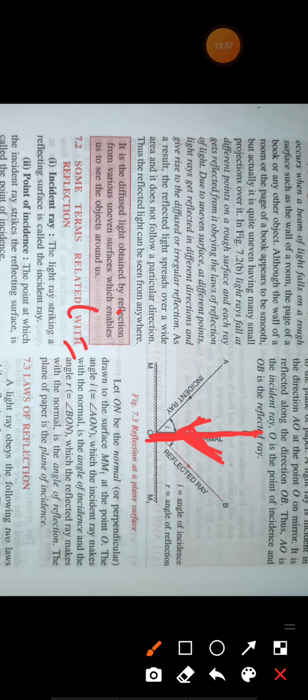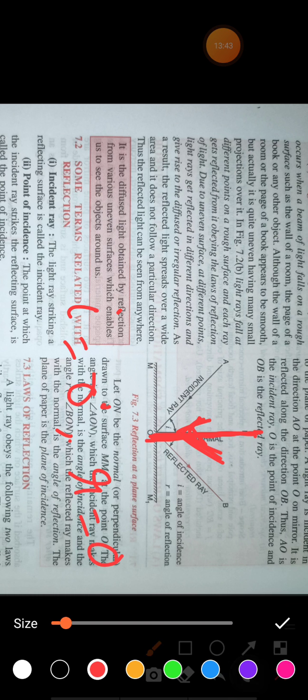Incident angle is equal to 0. So if incident angle is 0 degree, then reflected angle will also be 0 degree. So that means if light falls vertically in this way on the normal line, then the light will be reflected back along the same line. So the path of incident ray and the path of reflected ray will be the same, if light falls normally, that means the light falls on the normal line.